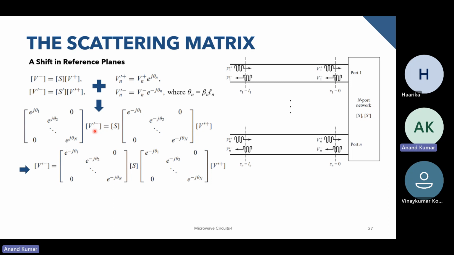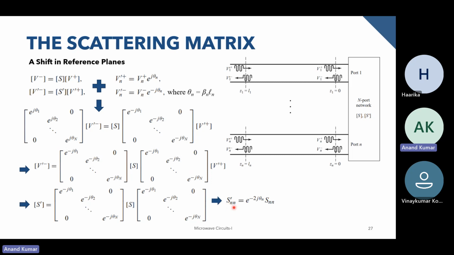And now we can solve for V prime minus by bringing this matrix to the right hand side and taking its inverse, and its inverse will look something like this. You can verify this. Then we know that the ratio of V prime minus and V prime plus is essentially S prime. So now we have the relationship between S prime and S, which has these two new matrices added to it. And then we can write this from the matrix form to each element. For each element, it will be given by this expression over here, where S n n prime is each entry of this S matrix over here.